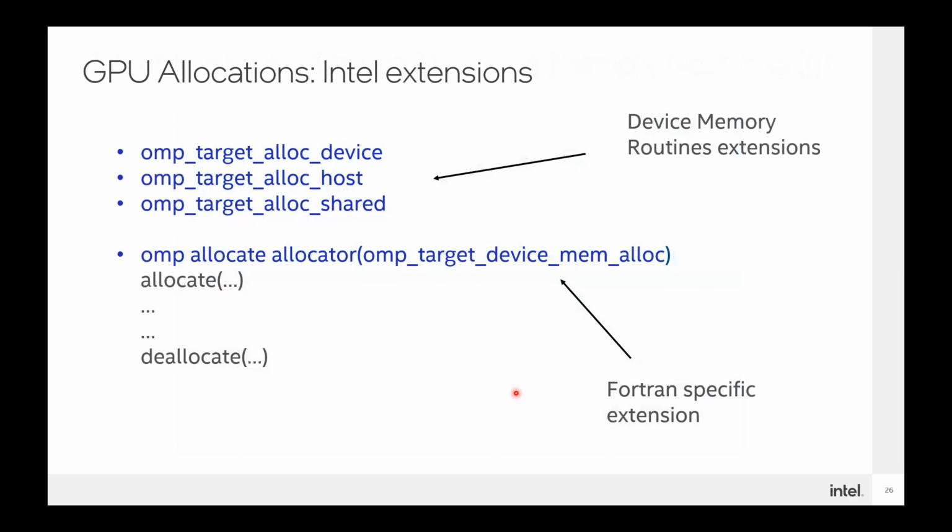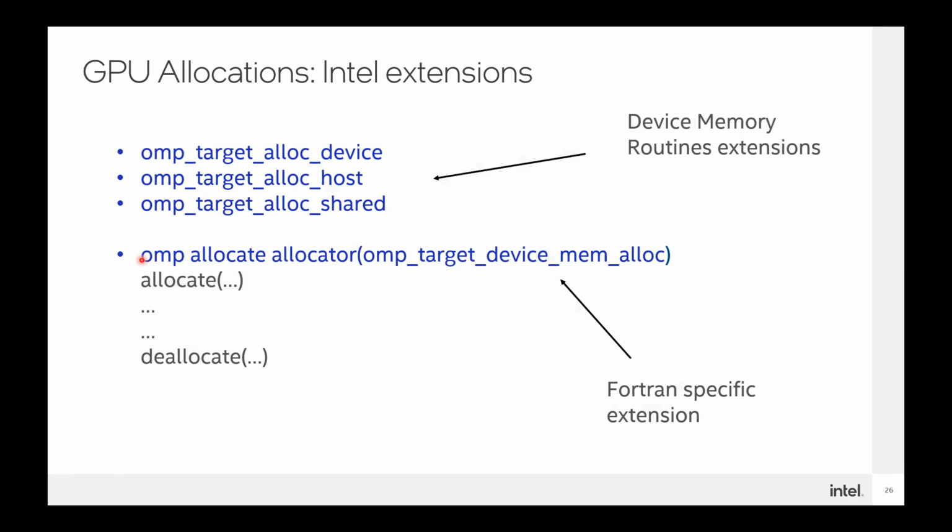Intel introduced some extensions to the device memory routines. This is the first group. These are extensions to the device memory routines that permit you to allocate data directly on the device, on the host, or on the shared memory. And then Intel also introduced this other extension that permits you to use the standard Fortran allocate construct to allocate data on the device memory.